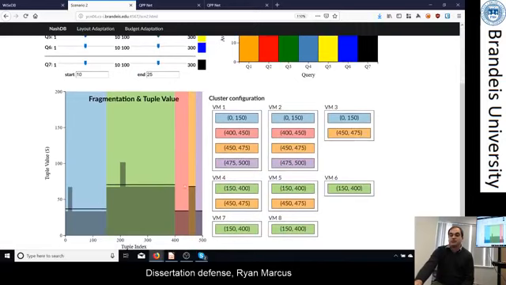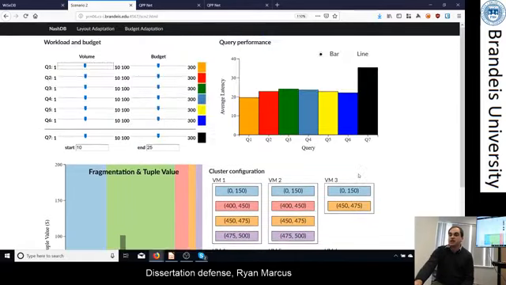So here's the tuple value graph, and here's the current virtual machine configuration that NashDB has decided to use. And here is the average query latency of each one of these types. So I can see that query 7 is right now taking quite a long time.